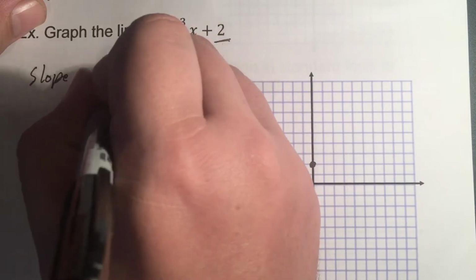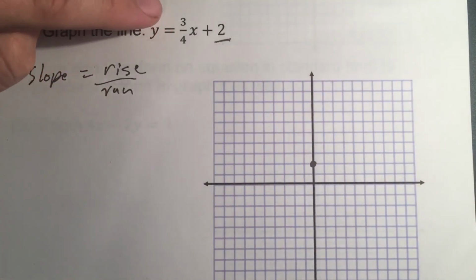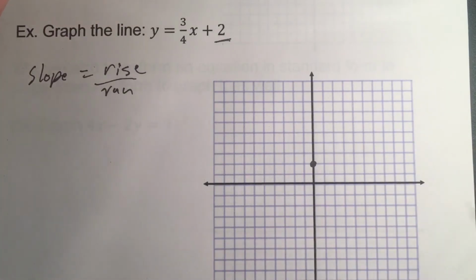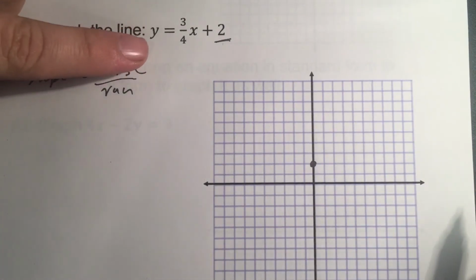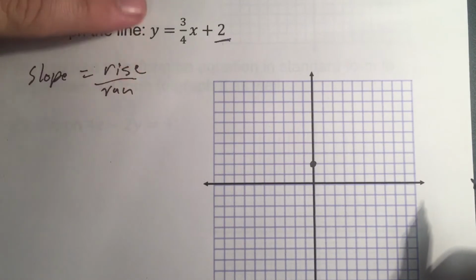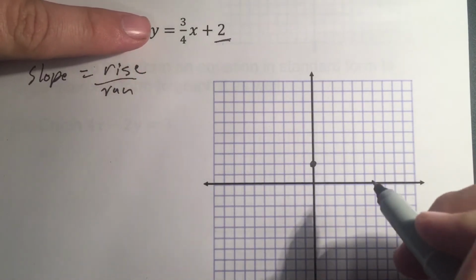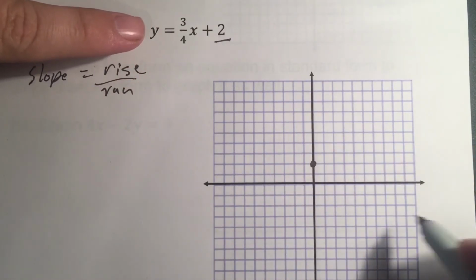So slope, rise over run. The top number is how much we're going to go up and down. The bottom number is going to be how far we go over. And generally, we're going to go to the right always. It'll just be if it's positive, we go up. If it's negative, we go down. Always go to the right with this.